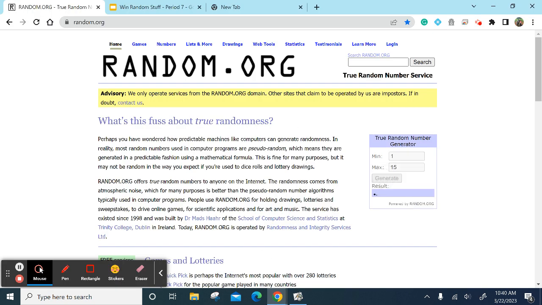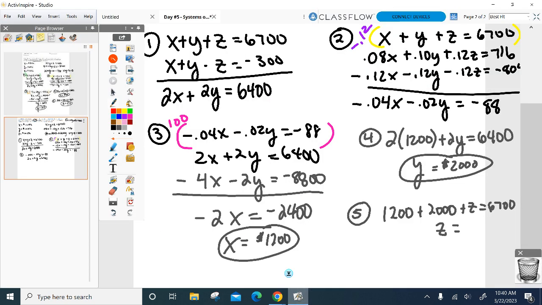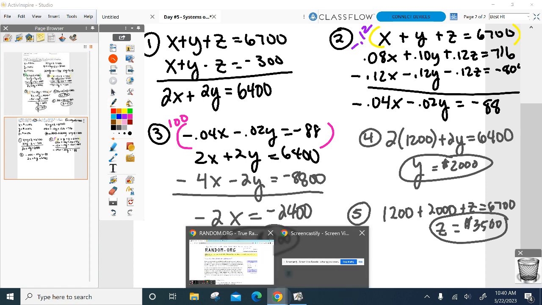Good class today. Finish it up. z, how much did I invest at 12%? 3,500. Good work today, guys. Ladies and gentlemen, good work. And then you'll have 2 tomorrow to do, and that's it. So you guys decide, hey, am I going to be a decimal person or not? Got to decide that at the beginning. Good work today. Solid. I liked it.